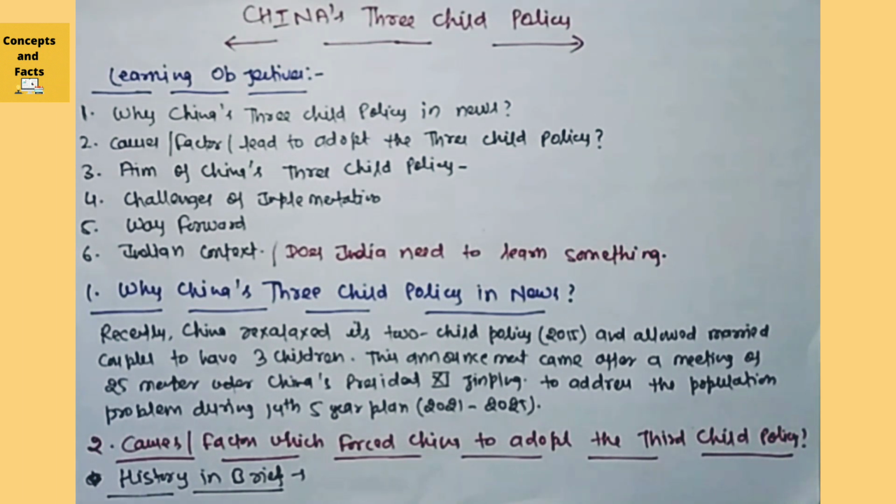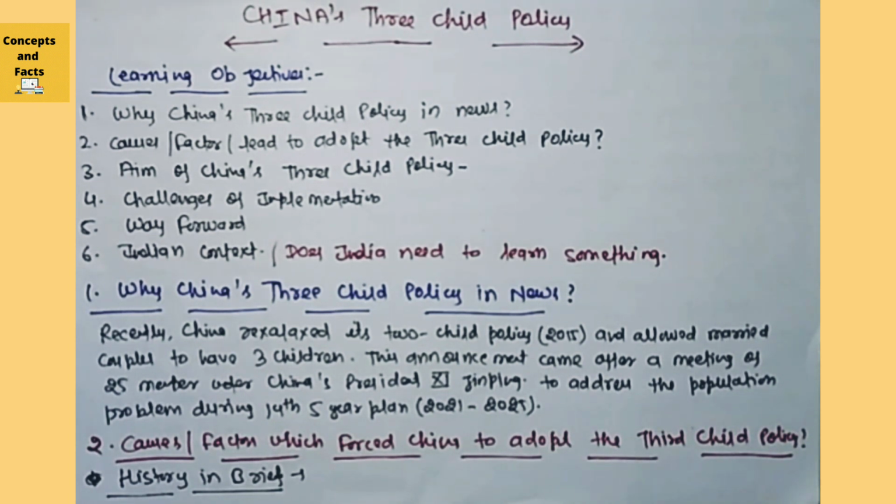As you know, China recently relaxed its two-child policy and adopted the three-child policy. So let's talk about it. The learning objectives of this lesson are: why the China three-child policy is in the news, what are the causes and factors which forced China to adopt the three-child policy, the aim of the China three-child policy, the challenges of implementation of the three-child policy, and the way forward in the Indian context. Does India need to learn something, or does India need to adopt forcible child population control like that? So let's talk about why the China three-child policy is in the news.